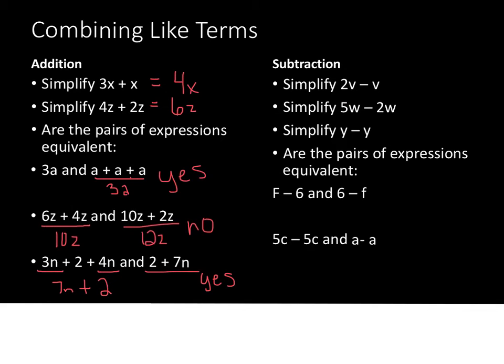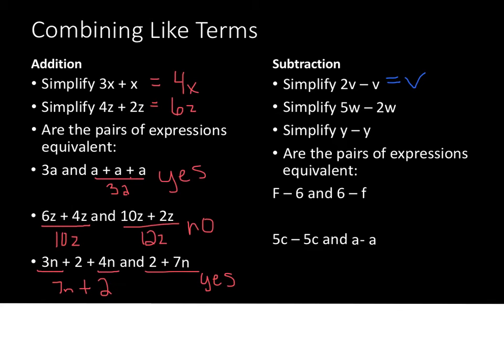So let's go ahead and look over at the right-hand side at subtraction. It says simplify 2v minus v. Well, if I have 2v and I take away a v, I just have 1v left. But I'm just going to call it v. So guys, you don't usually put a 1 in front of your variable because having just the variable there indicates that there's at least 1. We only put a number on it if it's more than 1.